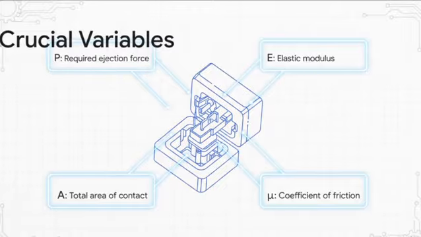Out of that giant equation, these are the absolute core physical variables driving the math. P is your ultimate goal, right? That's the total ejection force required, measured in kilograms force. E is the elastic modulus of your material. A is the total area of contact between your molding and the mold faces, specifically in the line of draw. And mu, that little Greek letter, well, that's the coefficient of friction between the plastic and the steel.